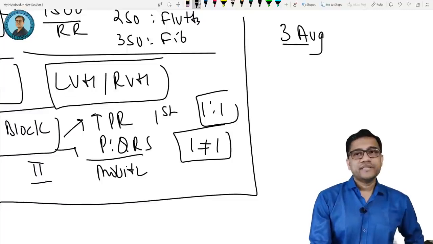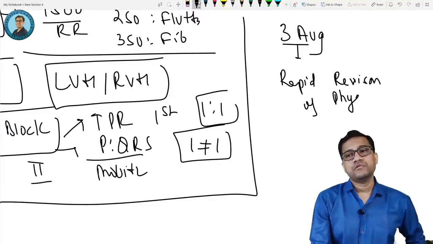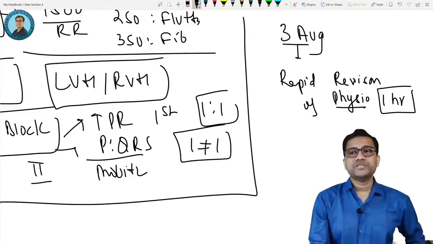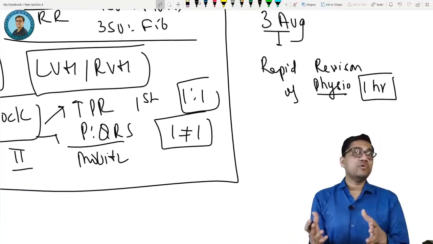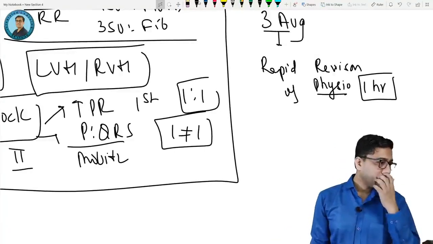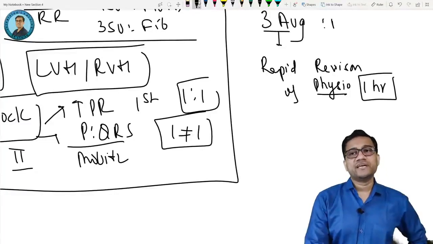Then we'll do our rapid revision of physio also, in just 1 hour, because you just need to know some important things from physio, and that will cover almost 70-80% of questions. Clear? So we'll do that. So 3rd August we'll have the next class.